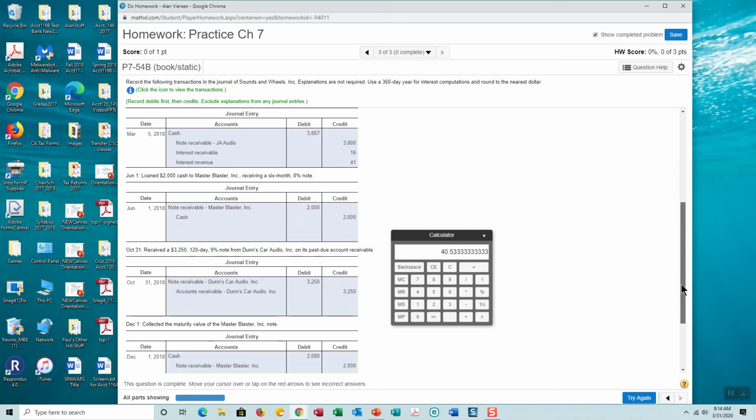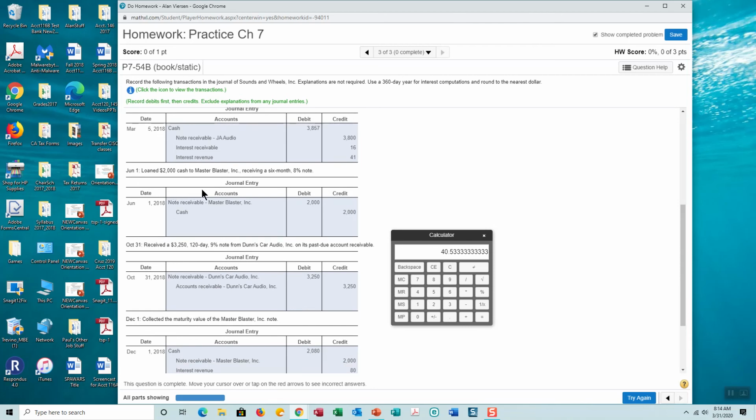Now the next journal entry is where we loaned cash, receiving a 6-month note receivable. So here's the second type, where we actually loan somebody cash. Here's one where we received a $3,250 note on a 120-day 9% note on past-due accounts receivable. This is like the first one, where we're exchanging the accounts receivable. We don't want to write this off as a bad debt, but we want to collect interest because they're not paying us on time. So that journal entry is just like the first one.